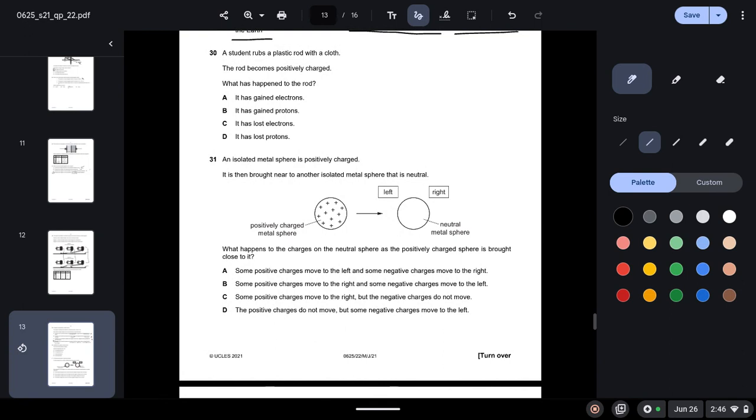A student rubs a plastic rod with a cloth. The rod becomes positively charged. What has happened to the rod? Well, an object becomes positively charged when it loses electrons. So it has lost electrons.